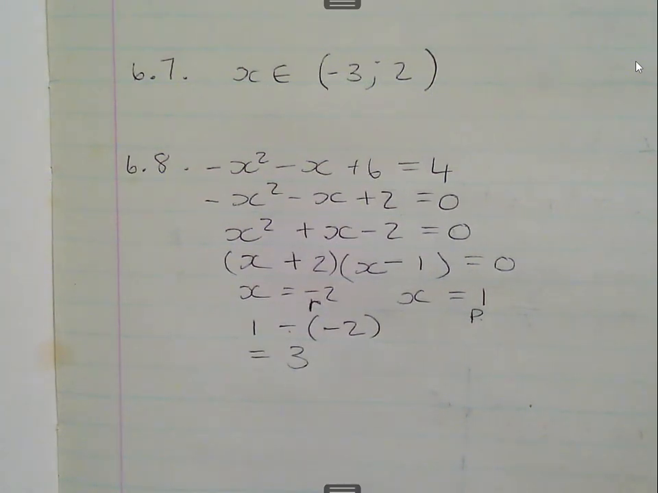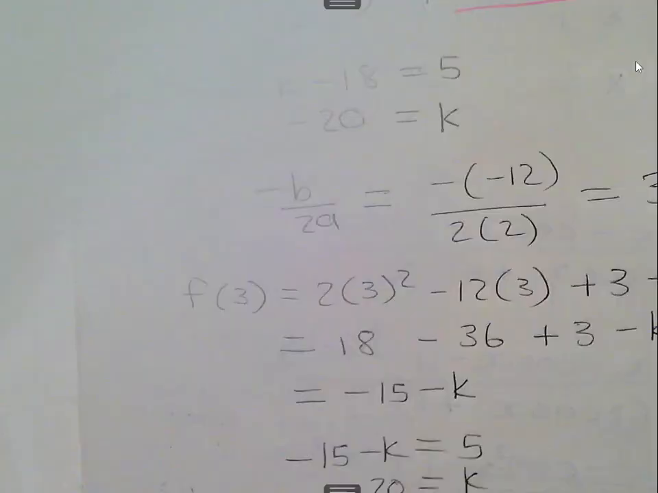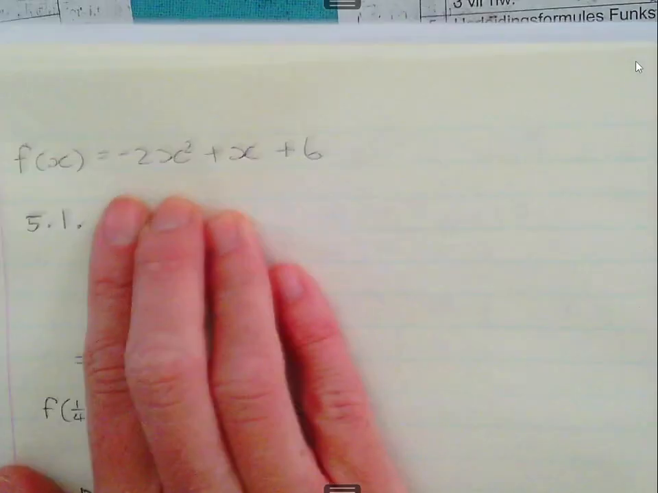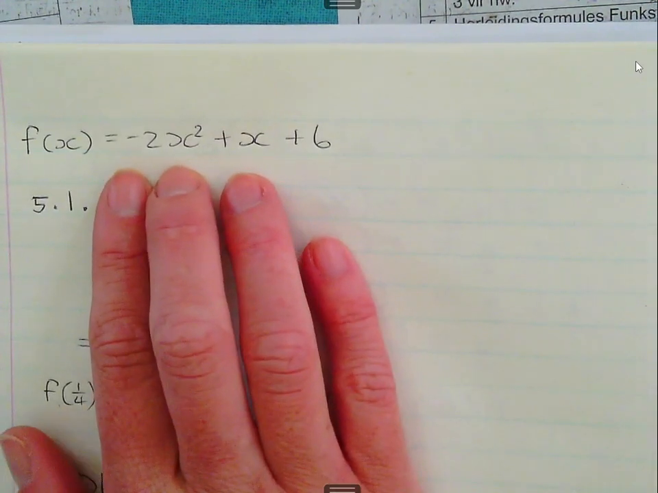Can I page? The next question, question 5, was just on a parabola. Okay. They gave it to you in the ABC format. Nothing funny there, just minus 2x squared plus x plus 6.